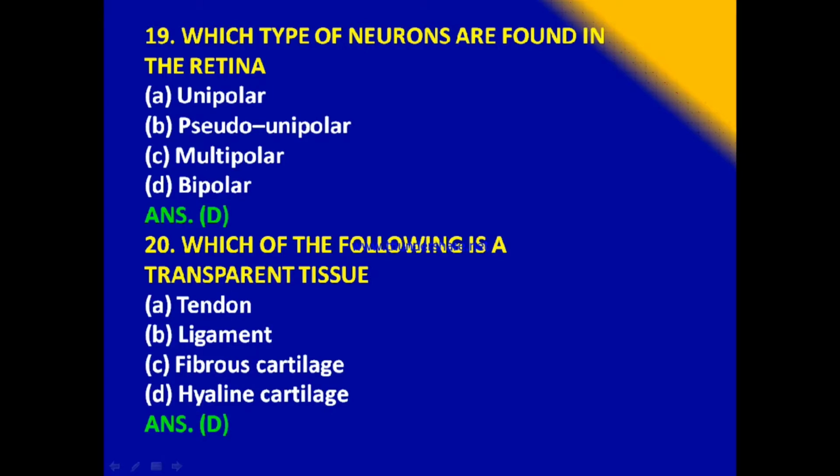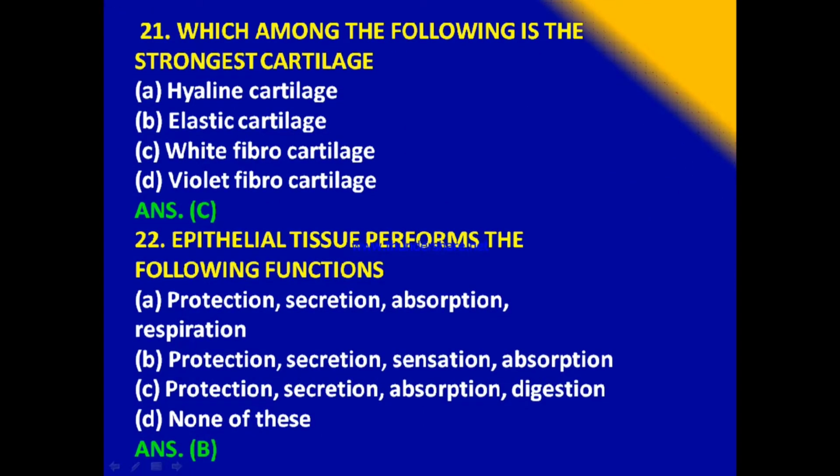Which of the following is a transparent tissue? Tendon, ligament, fibrous cartilage or hyaline cartilage? So hyaline cartilage is a transparent tissue. Which of the following is the strongest cartilage?